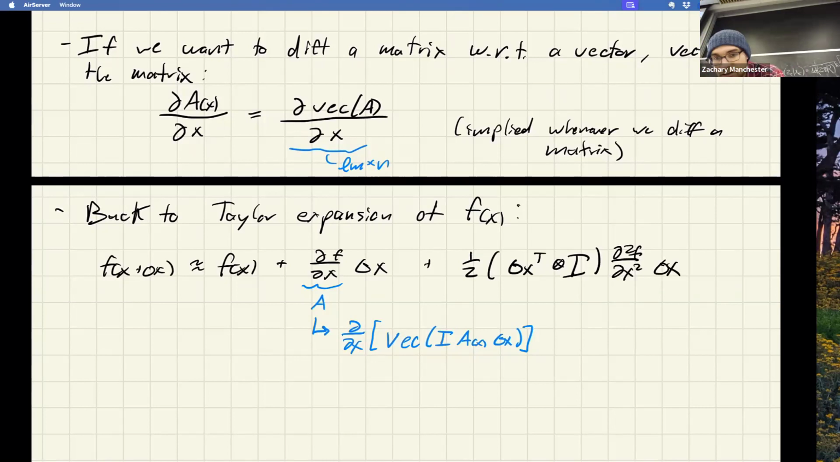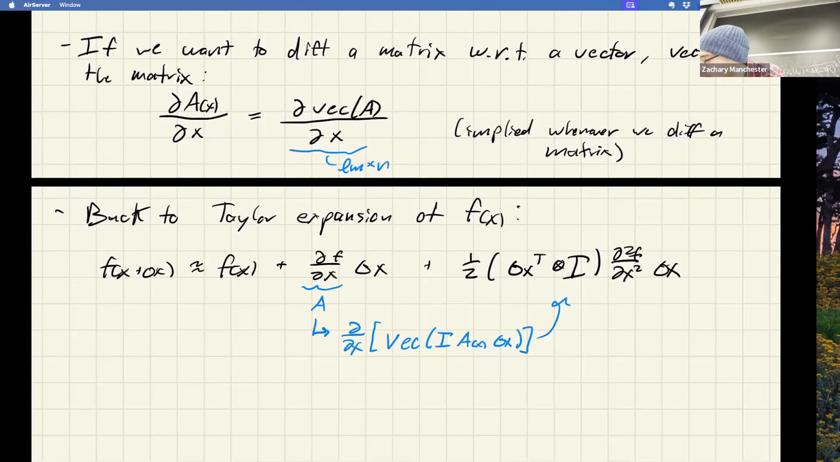So, which is, this is, and then this guy is partial vec of A partial x. Hopefully that all made sense.